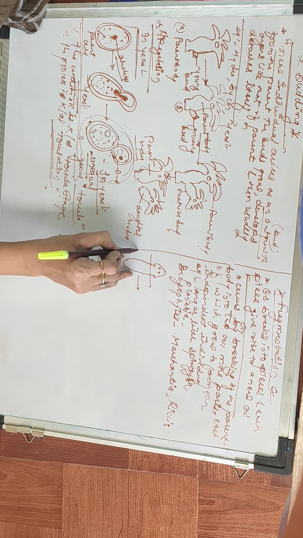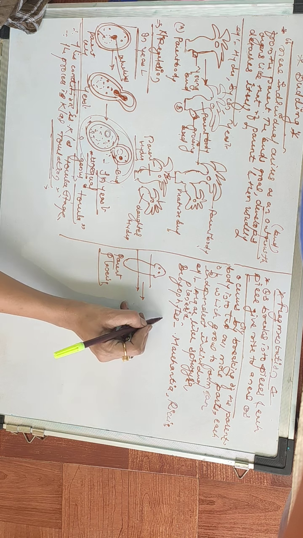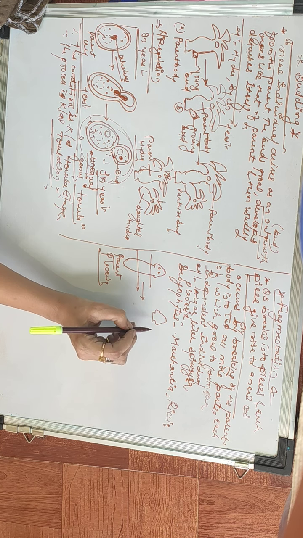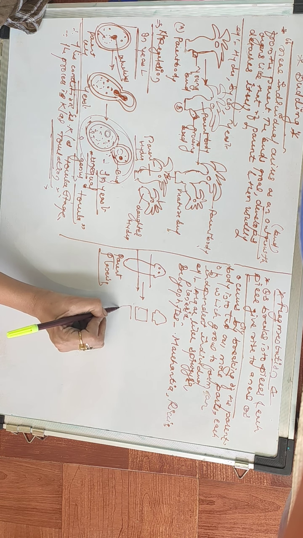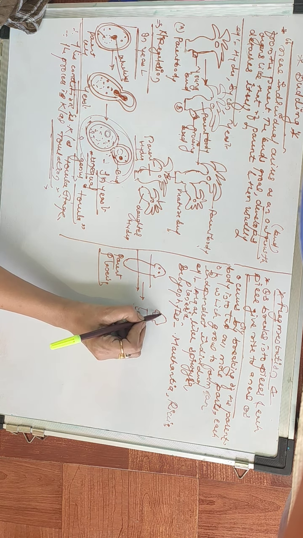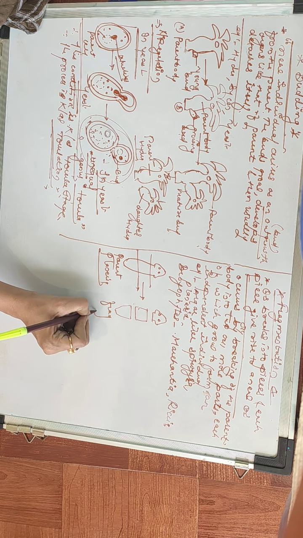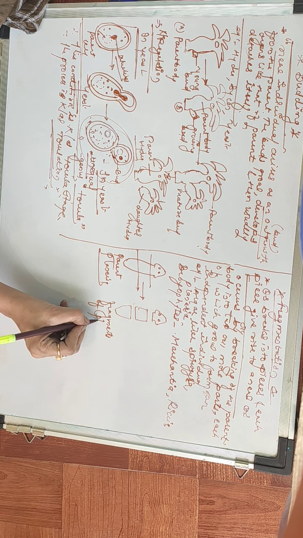Cut from here and here. Okay, so now it has become 1, 2, 3 parts. Okay, now I will draw these parts. Okay, now 3 parts are there. So this is nothing but the fragments of planaria.